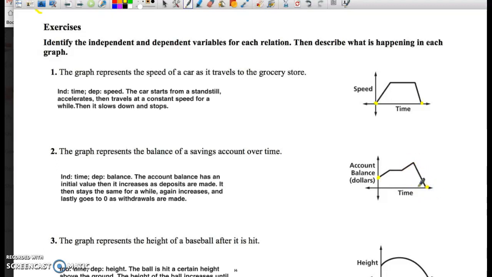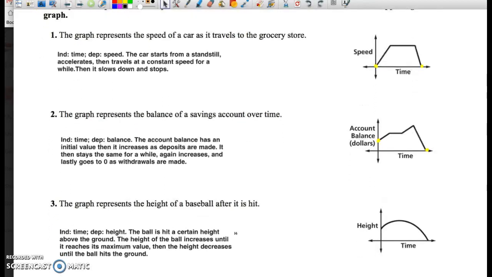And then last but not least, the final graph represents a baseball after it's been hit. So I'm just going to pull the page down. Again, the independent variable is time. Dependent this time is height.